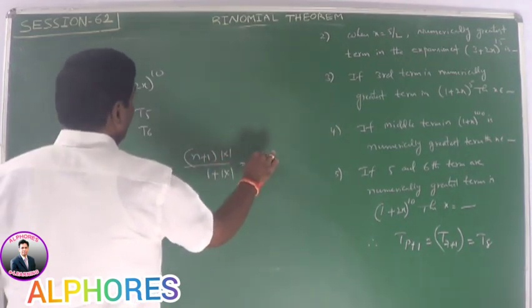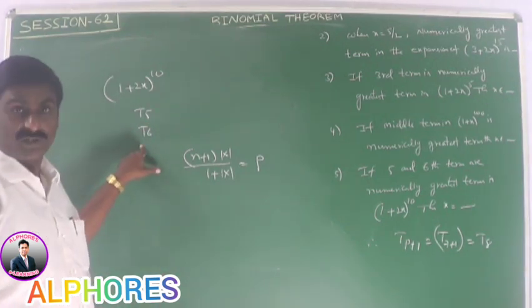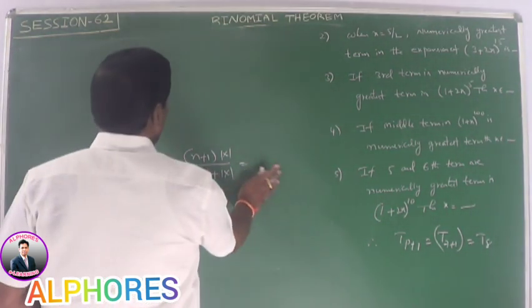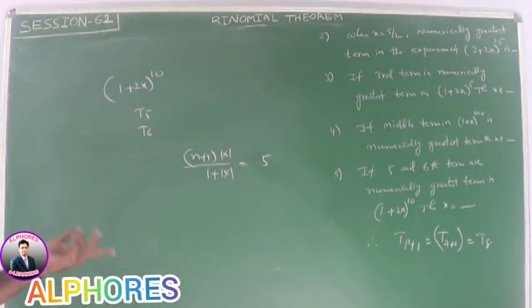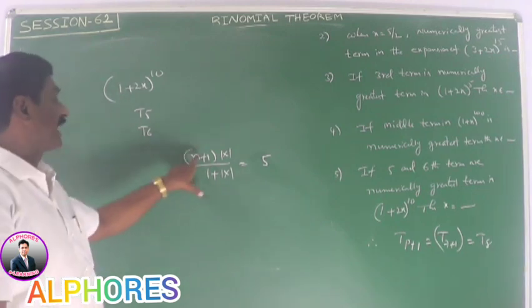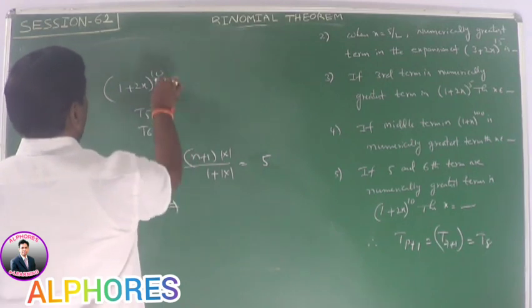It must be an integer p. If this value is an integer p, then the p-th and (p + 1)-th terms are numerically greatest terms. That means (n + 1)|x| / (1 + |x|) is equal to 5. If the 5th and 6th terms are numerically greatest terms, this is possible only when (n + 1)|x| / (1 + |x|) is equal to 5. That means n is 10.